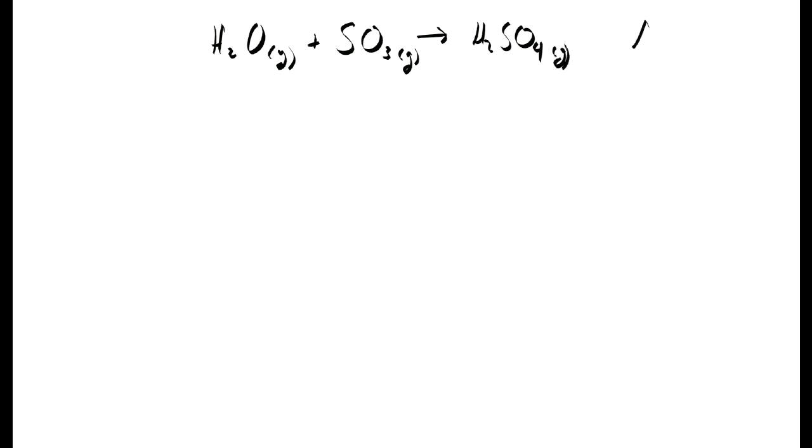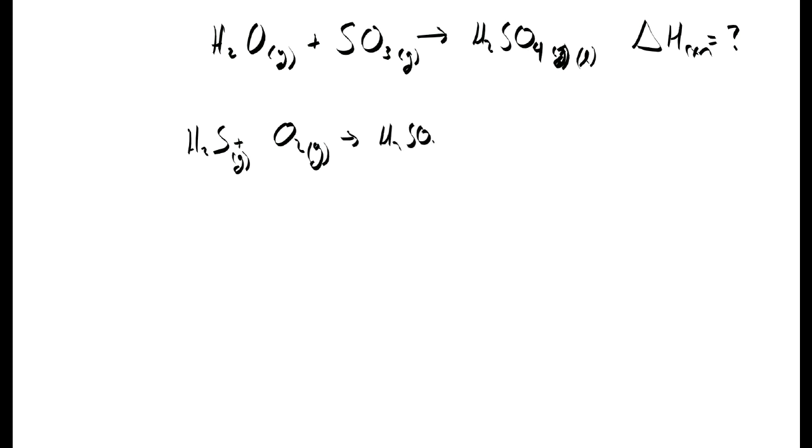So let's look at H2O gas plus SO3 gas makes H2SO4 liquid. What is the delta H of this reaction? And the reactions we have are H2S plus O2, both gases, make H2SO4 liquid, with delta H1 equals -235.5 kilojoules.